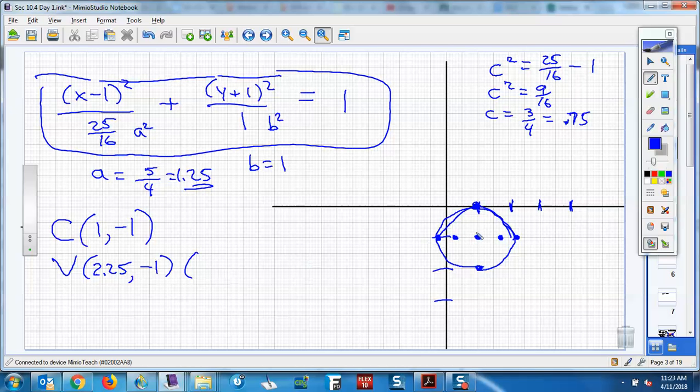And then the other one, we subtracted 1.25 from 1, so that should be -0.25 or -1/4 and -1. So the y value doesn't change.